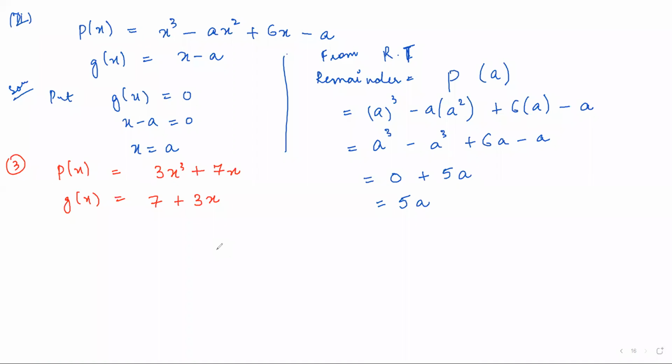Yes, Jaslyn? Yes, ma'am. How do you know gx is a factor? If the remainder is 0, then gx is a factor. And how do we find remainder? From the remainder theorem. So same thing you do, that put gx is equal to 0 first of all. This will give you the value of x. So 7 plus 3x is equal to 0. That means 3x is equal to minus of 7 and x is equal to minus of 7 by 3, right?